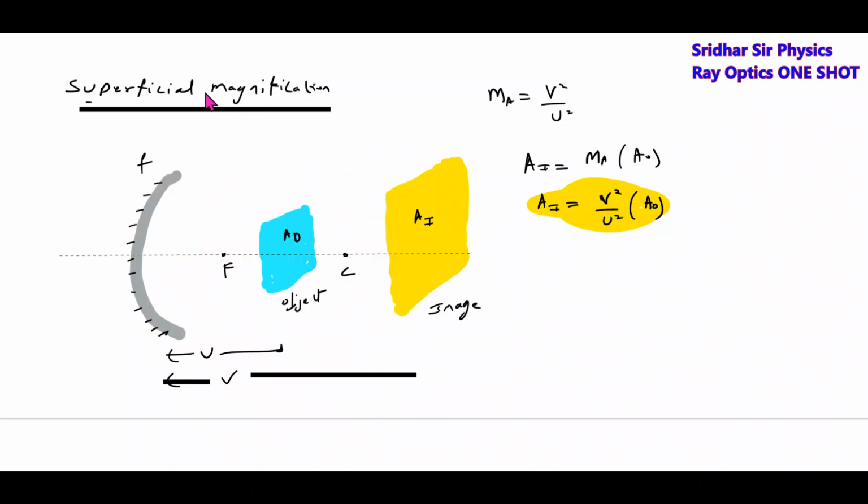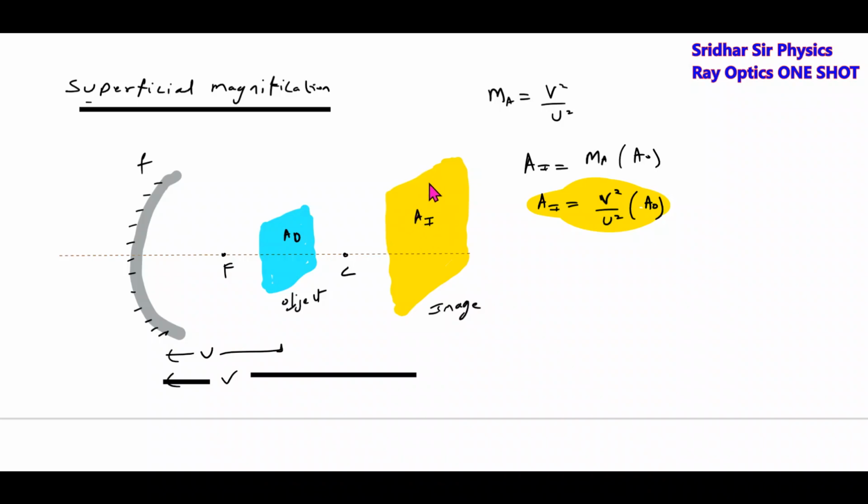Next we have the superficial magnification, or what you can call area magnification. Some structure is kept here, having some plate which has an area of cross section. If the object is kept between focus and center of curvature, the image will be beyond C, and will be real, inverted, and magnified.